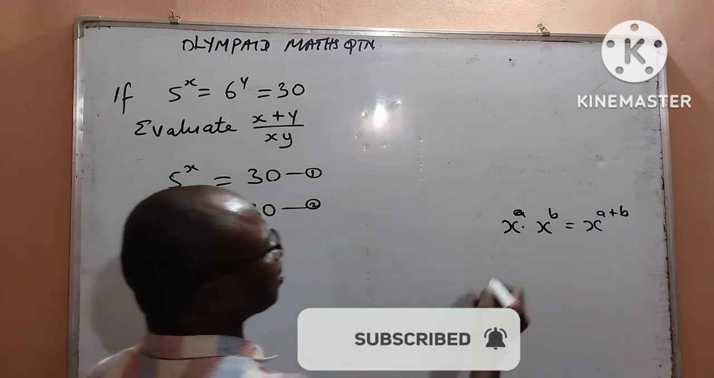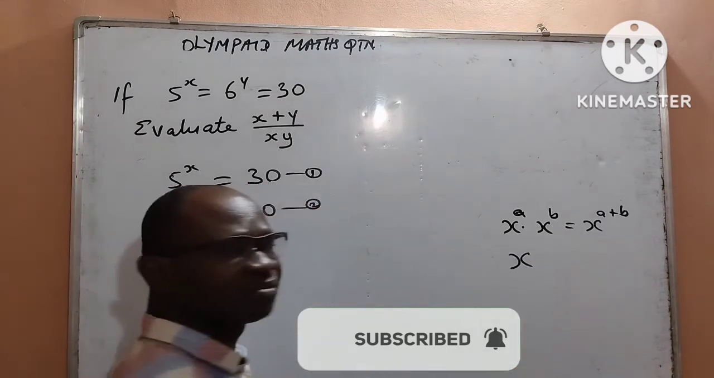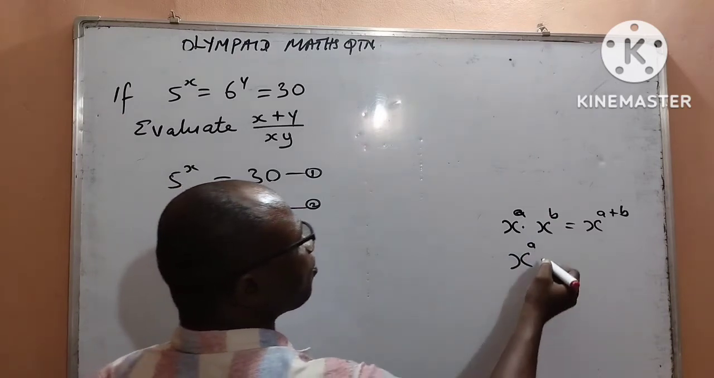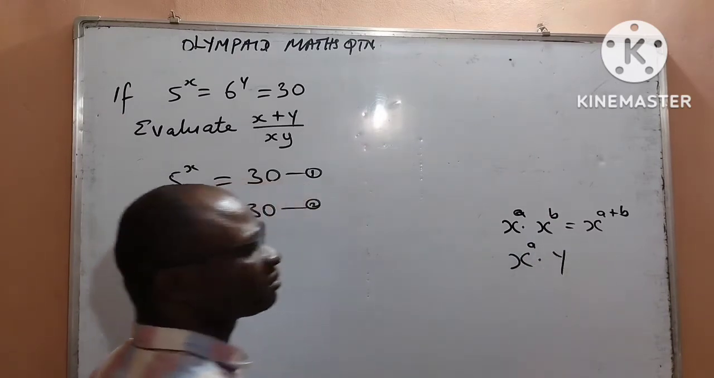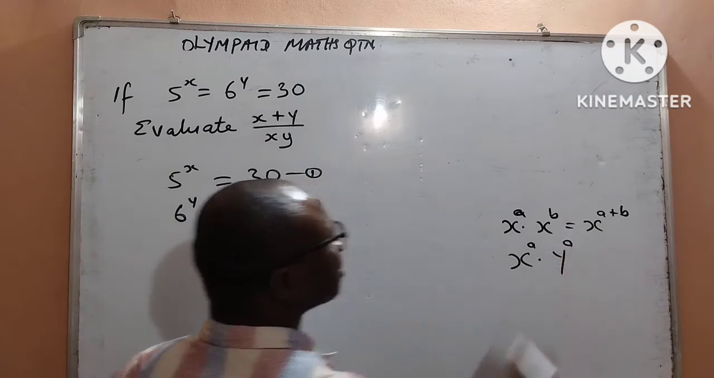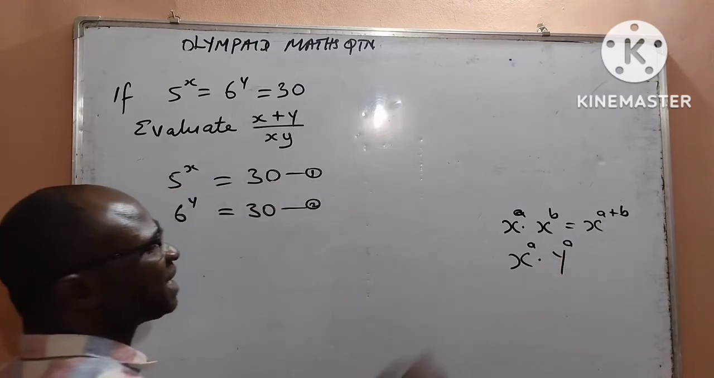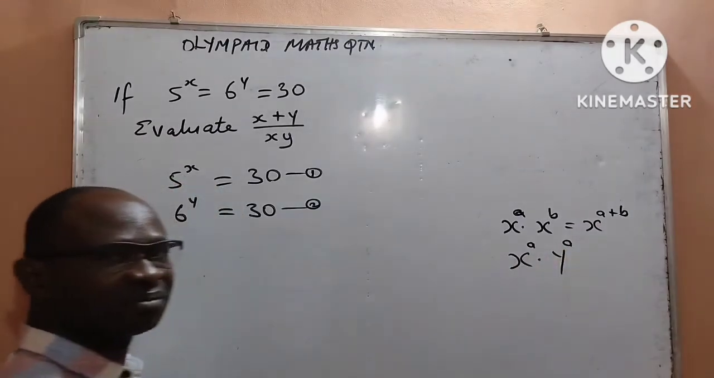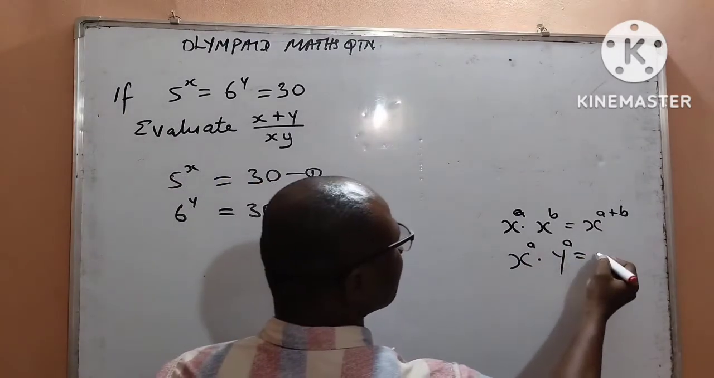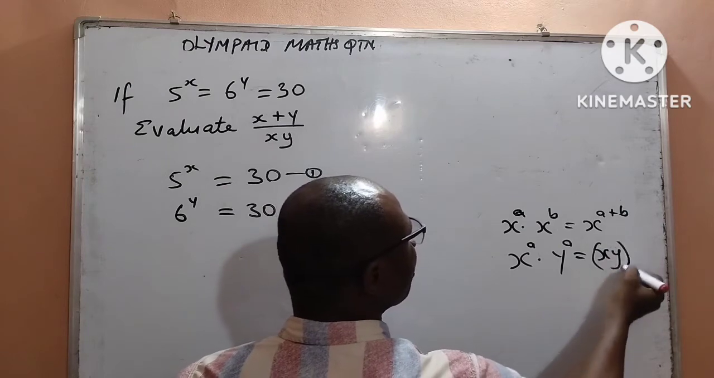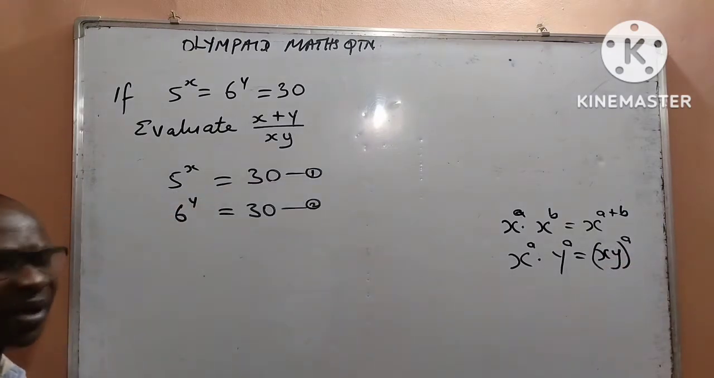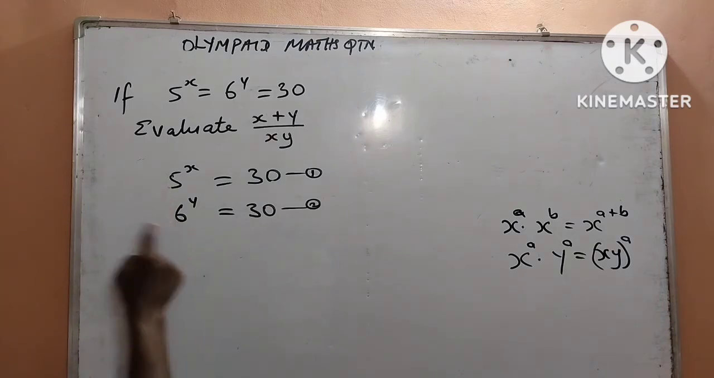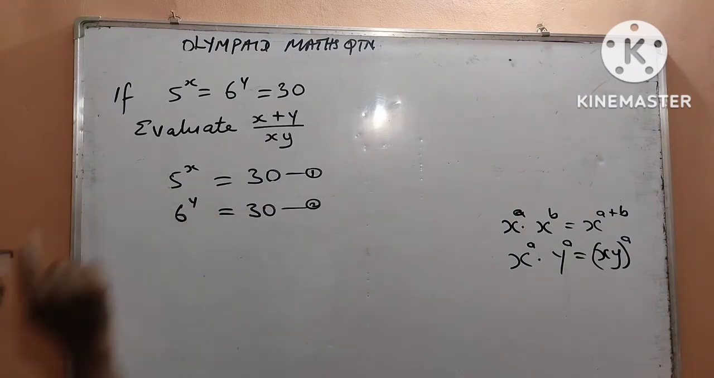So I will apply this law that says if I have x to the power a multiplied by y to the power a, you can see the bases are not the same, but the powers are the same. Therefore, it is equal to (xy) all to the power a. Okay? This law is beautiful. I am going to use it on the left hand side in these two equations.